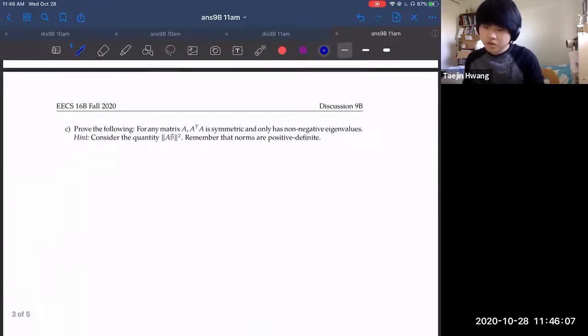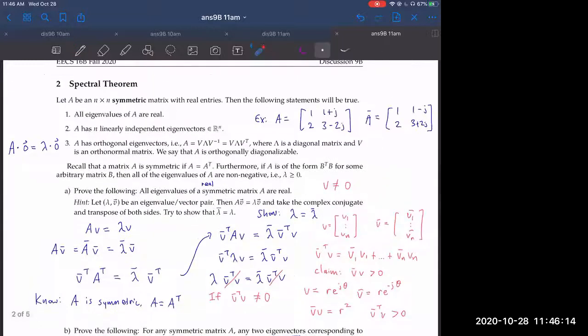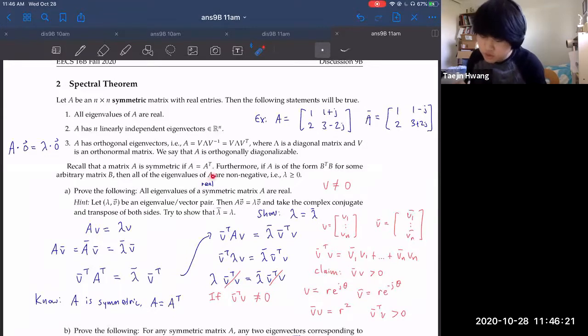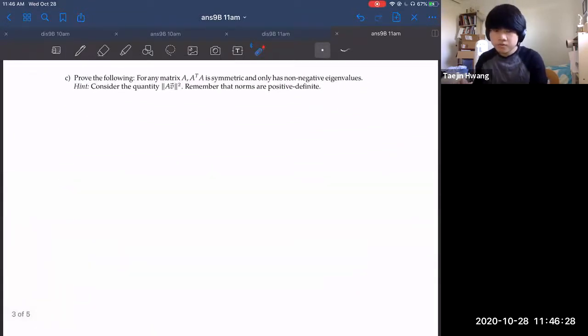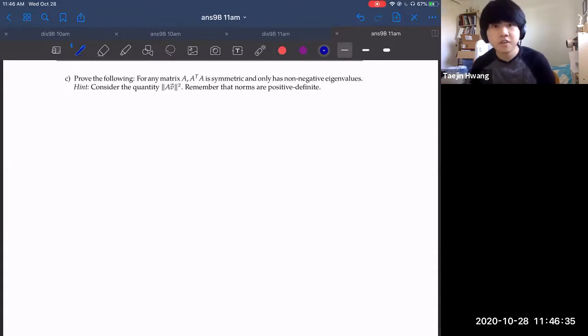And the next part is going to be talking about that last statement we talked about, the one over here, where if we can write A as B transpose B, then all of the eigenvalues of A, or really the eigenvalues of B transpose B, are non-negative. So now we're asked to show the following for a matrix A. A transpose A is symmetric and has non-negative eigenvalues. And I'll give you some time to work this one out.